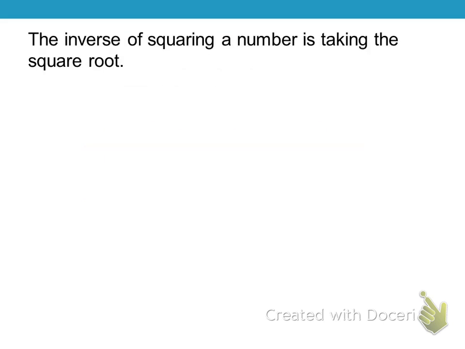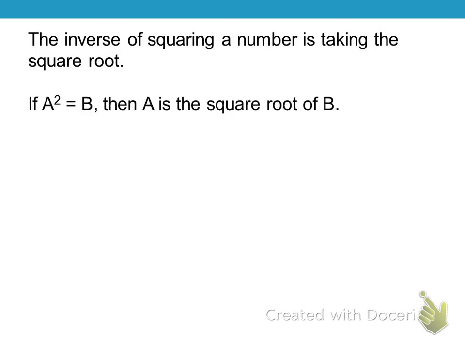All right. So the inverse, remember, is an operation that undoes another operation. The inverse of squaring a number is taking the square root. So you guys all know how to square a number, right? You just take it and multiply it by itself. The square root is what number times itself gives you the number in the square root. It's the inverse of squaring something.